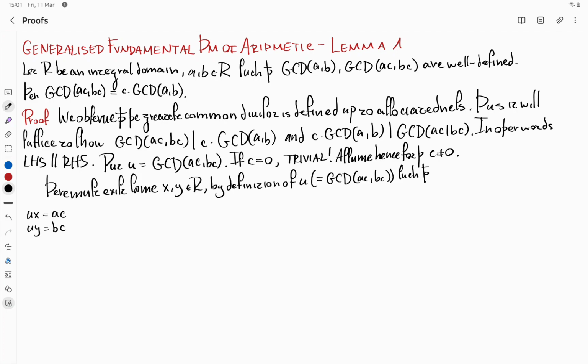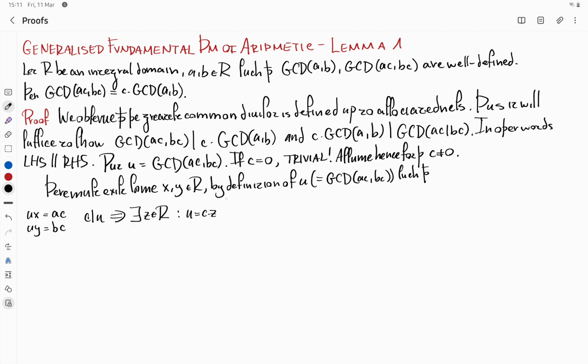Also, I should point out that we only consider the non-degenerate case where a, b are two distinct elements. Now, since a and b are different, then x and y must also be different, right? We have excluded the trivial case, and therefore c must divide u. And thus, there must exist some element z such that u is equal to c times z.